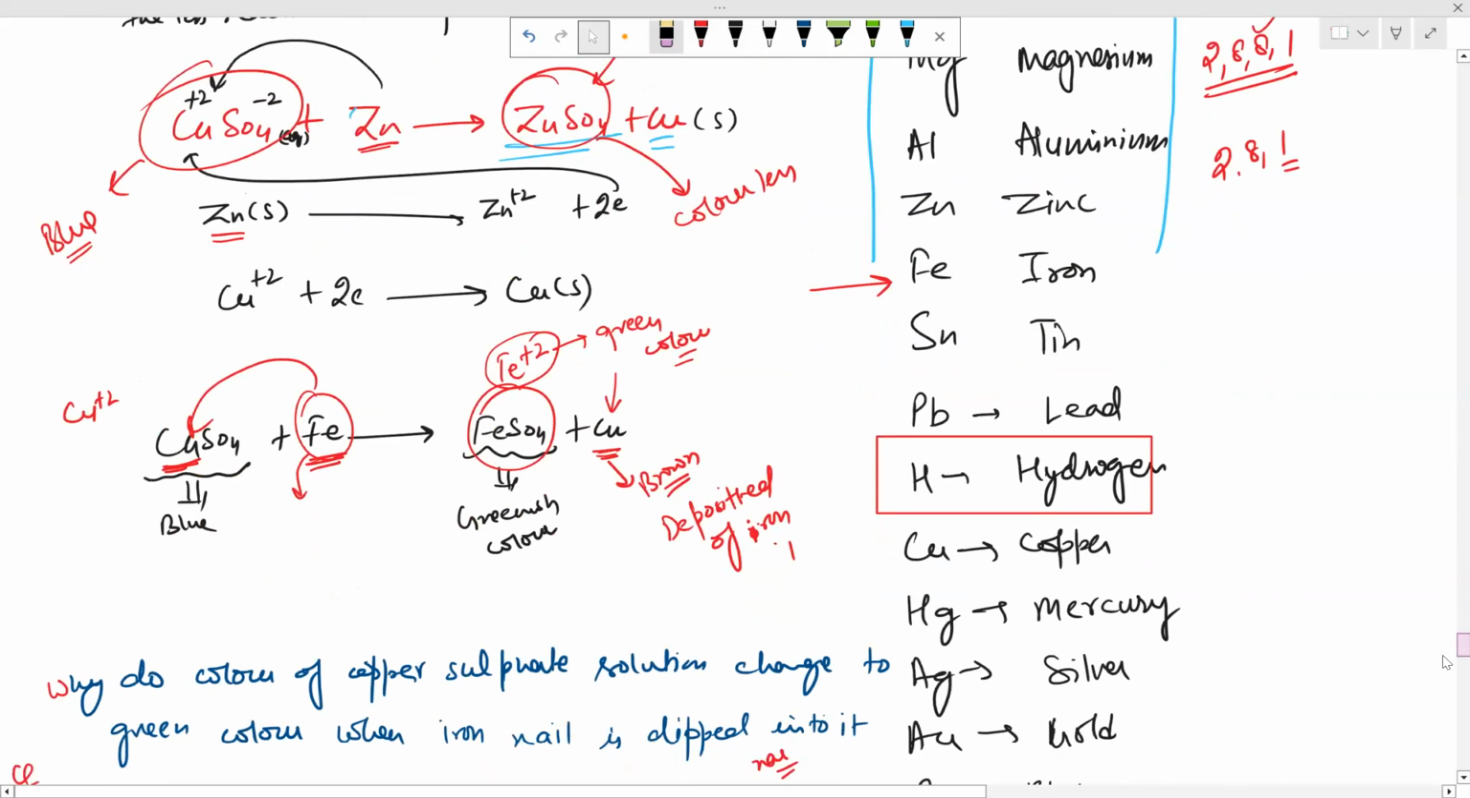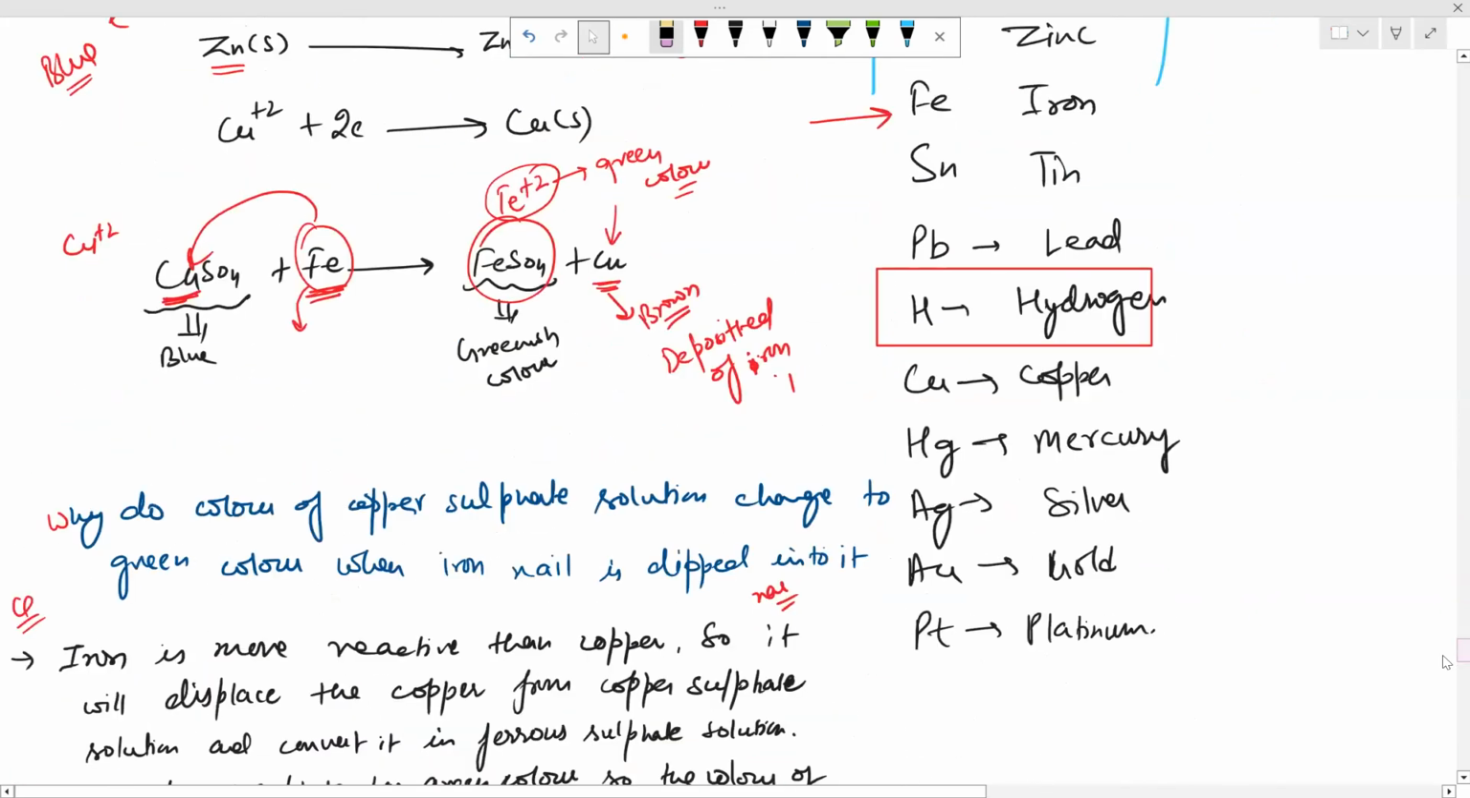So note this one also. Up to here, up to iron, you have noted. These are the further elements below that in the reactivity series, till lead: hydrogen, copper, mercury, silver, gold, platinum.